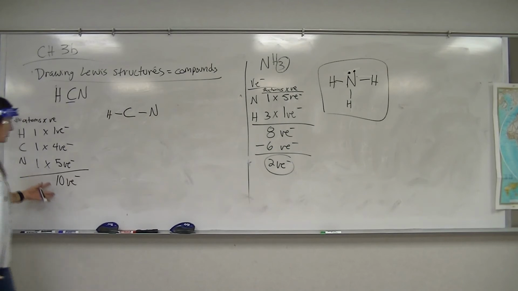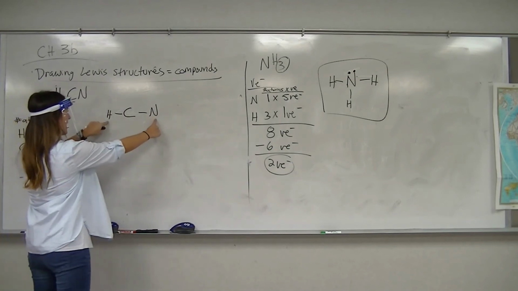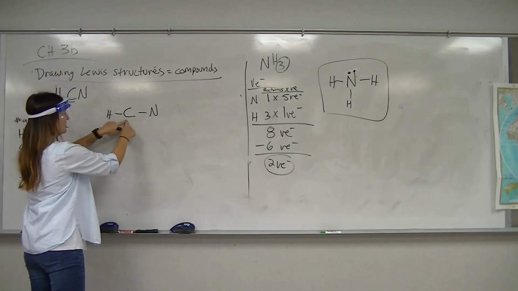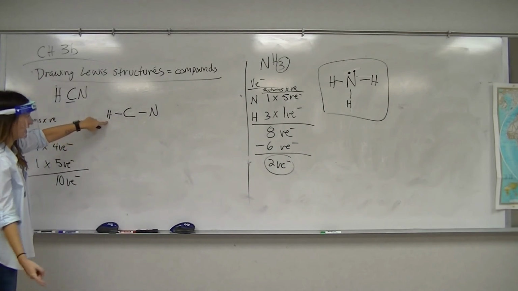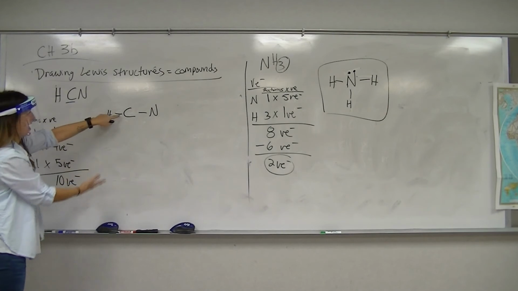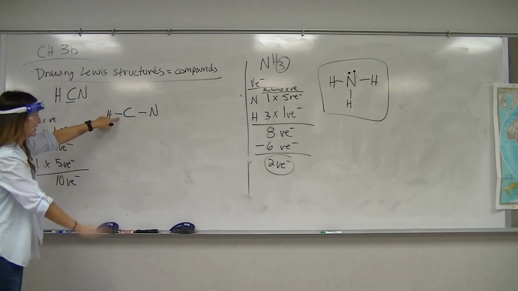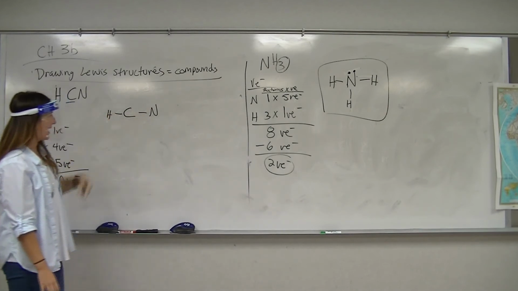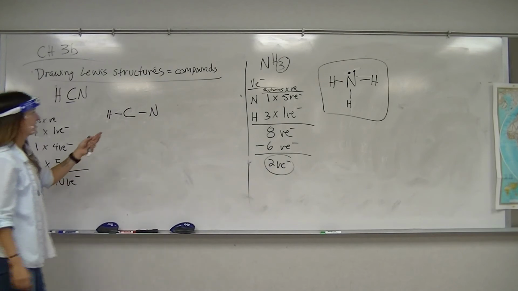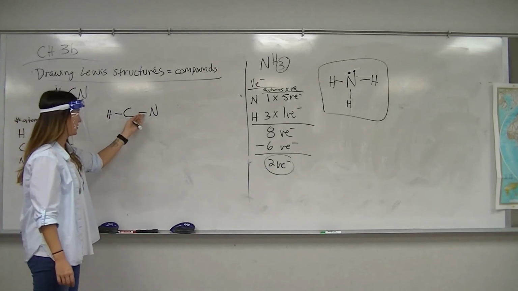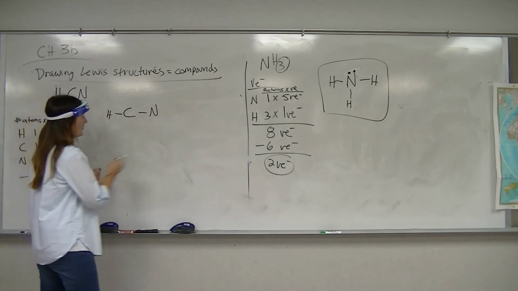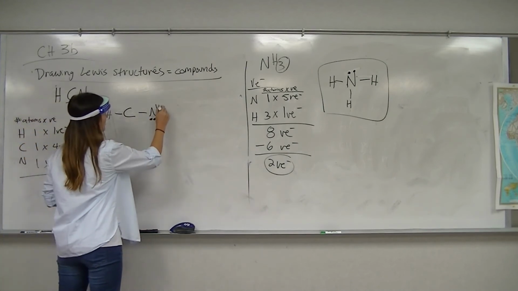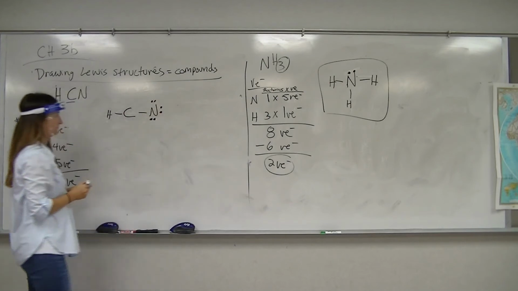When I start distributing these electrons, I make the terminal atoms happy first. I worry about the central atom last. So starting with hydrogen, is hydrogen happy? Yes, so we're not going to put anything extra on him. He has 2 electrons with that single bond, he's good. Nitrogen, is he happy? No. How many does he have? 2, just 2 electrons from that single bond. So to make him happy, how many more does he need? 6. So I'm going to put 2, 4, 6 on him.